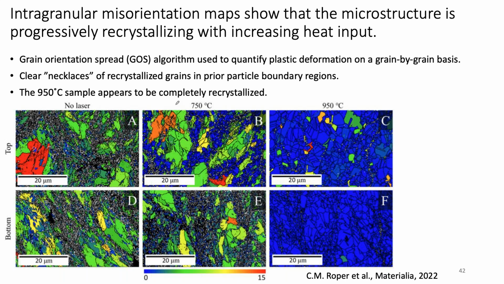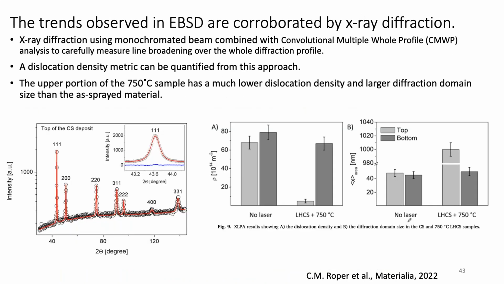And so you can see, and I just love this particular image, B, at the upper 1 millimeter of the 750C, you can actually see necklaces of recrystallized grains that are starting to consume the more highly deformed prior particles. And so that's really great. For 950C, you've pretty much recrystallized the entire material. Okay, well, that was EBSD.